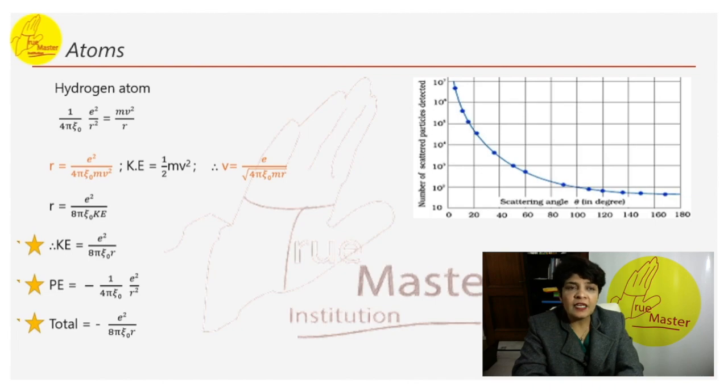The electrostatic force of attraction between the nucleus and the electron, we can write as F equals 1 by 4 pi epsilon naught, e square by r square. To keep the electron in an orbit, the centripetal force on the electron must be equal to the electrostatic attraction. Therefore, there is stability. So we are equating this force to the centripetal force.